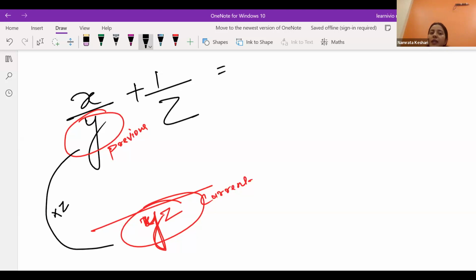Same z you need to multiply in the numerator. And your numerator x into z will be xz or zx. Getting it? Yeah, ma'am.